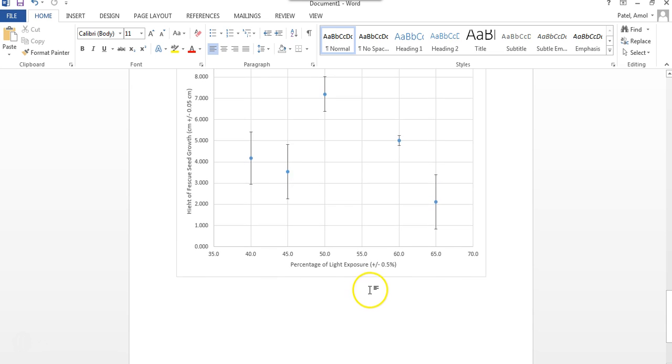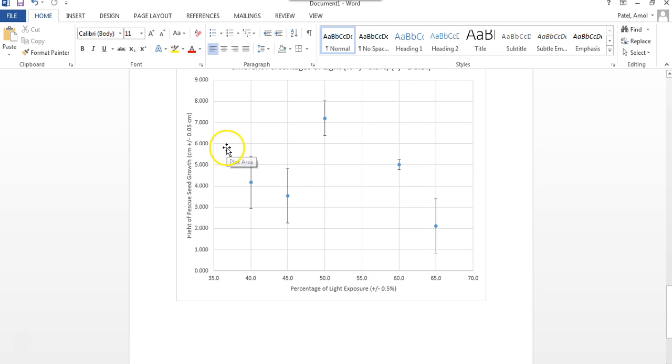So what I would suggest is that you say that the mean fescue seed height at 40 and 45% have ranges with plus or minus 1 standard deviation that overlap, which show that there's not likely a significant difference. They also overlap with the value at 65% light exposure. So these three groups are not likely to be different from one another. At least not significantly different from one another.